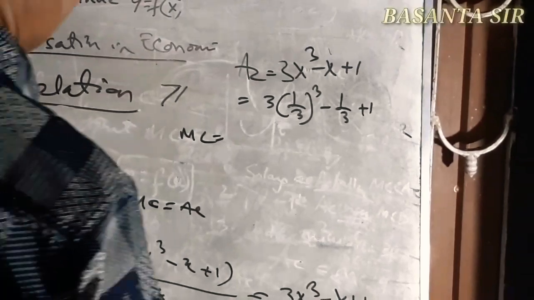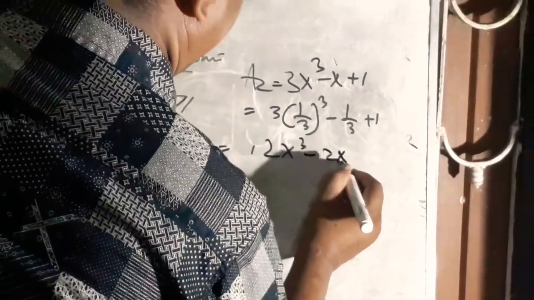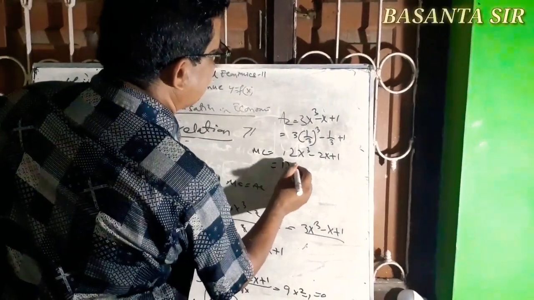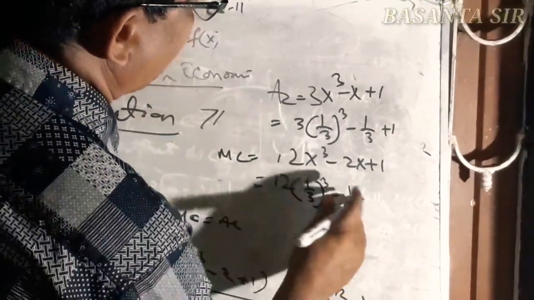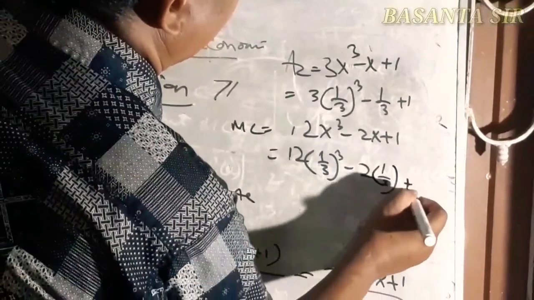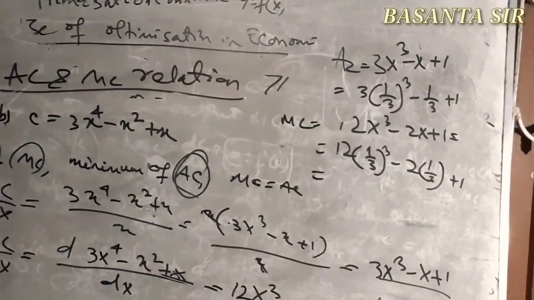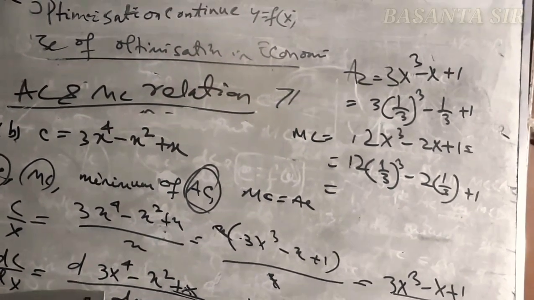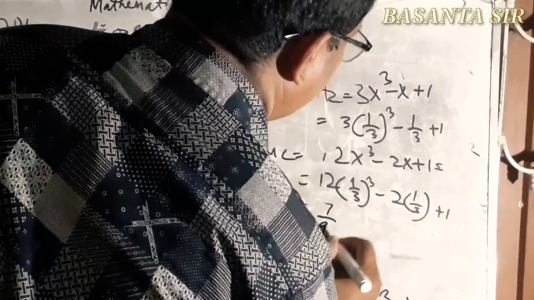Likewise MC is 12x cube minus 2x plus 1. Now putting the value, 12 into 1 by 3 cube minus 2 into 1 by 3 plus 1. What we find? The value of SC and MC both are equal, and that is 7 by 9.